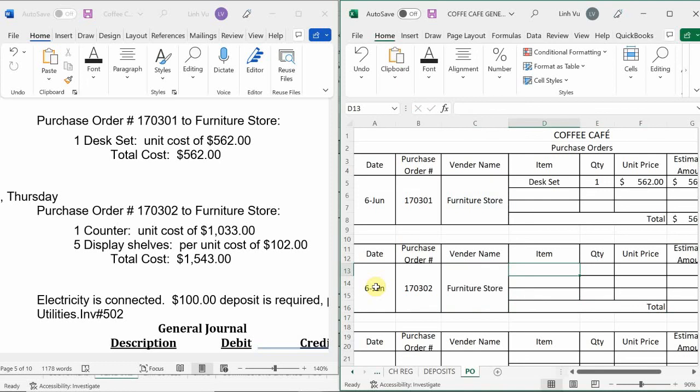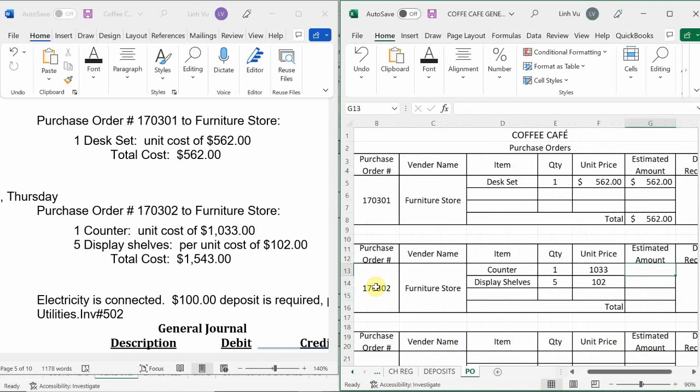Okay. So I'm going to buy a counter. And I'm going to buy some display shelves. So I'm going to buy one counter for $1,033. And then I'm going to buy 5 display shelves at $102 each. So in this case, $510. So your grand total is $1,543.